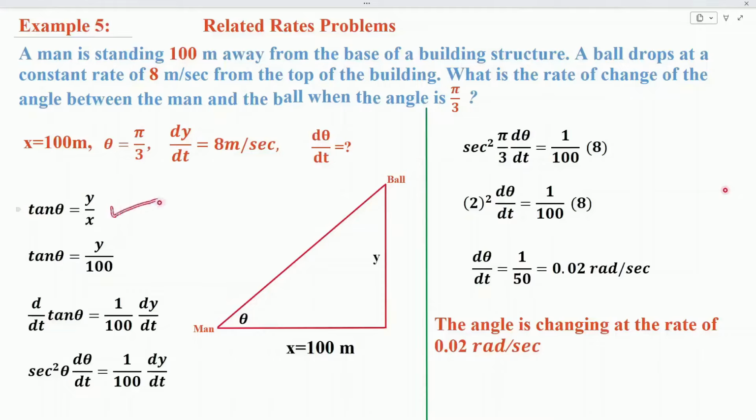From trigonometry, we know that tangent theta is equal to perpendicular over base. The base is given, which is 100. Substitute its value and differentiate both sides with respect to t. Differentiation of tangent theta is secant square theta into d theta over dt. Now substitute the value of theta, which is pi by 3, and the value of dy by dt, which is 8. We get this result. After simplification, we get the required result. Hence, the angle is changing at the rate of 0.02 radian per second.